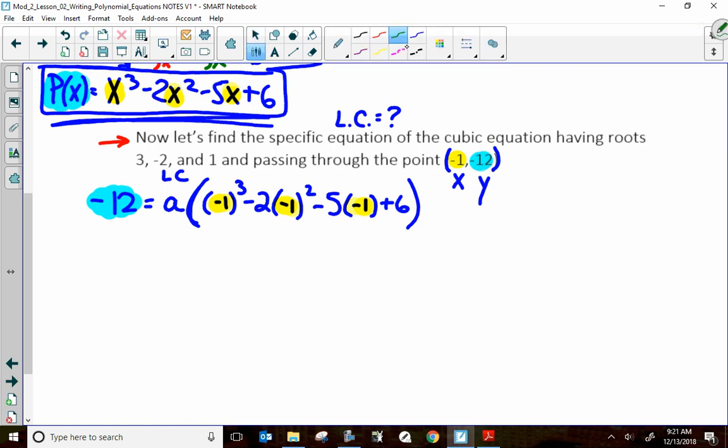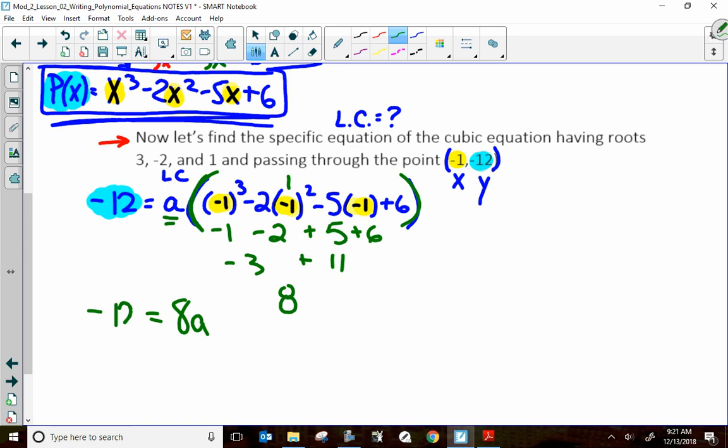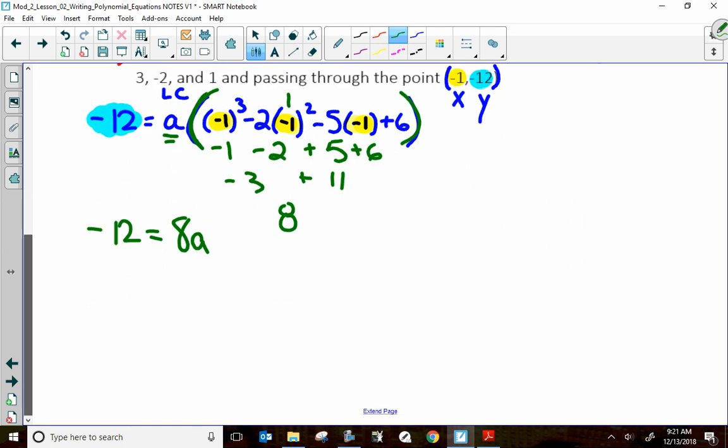All right. So let's do this. Negative 1 cubed is still negative 1. Negative 1 squared is positive 1 times negative 2. That would be negative 2. Negative times a negative is positive 5 plus 6. So we have minus 3 plus 11. That would give me a positive 8. This whole thing is 8. 8 times A is just 8A equals negative 12. And I want to solve for A. So, bang. All right. So A equals negative 12 over 8, which reduces.